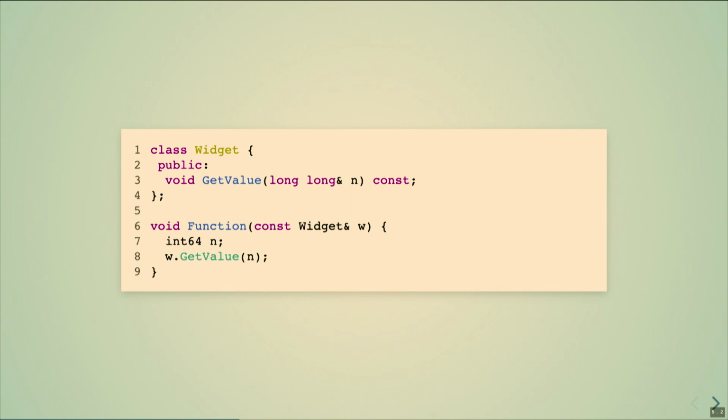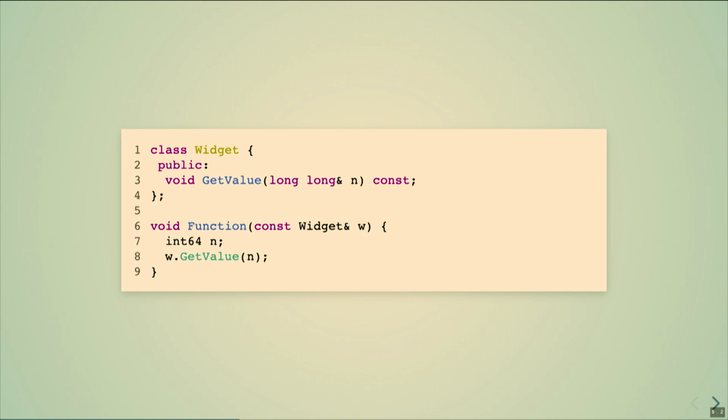So here's our snippet. We've got a class. It's got this get value that takes a reference to a long. It's going to fill in that with the value, and then we've got some function that takes a widget, and we pass an int64 n in on line 8. So remember, this compiles. This is supposed to be indicative of code that exists in our code base when we start the project, when int64 is an alias for long. And we're changing int64 to be an alias for long.